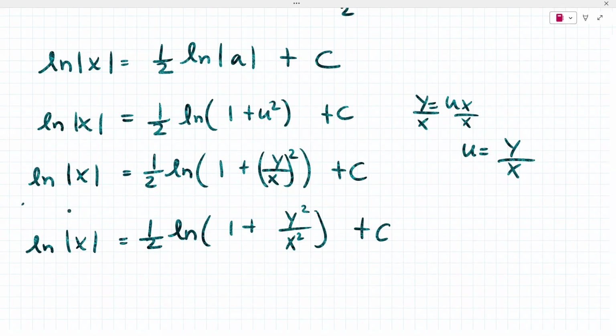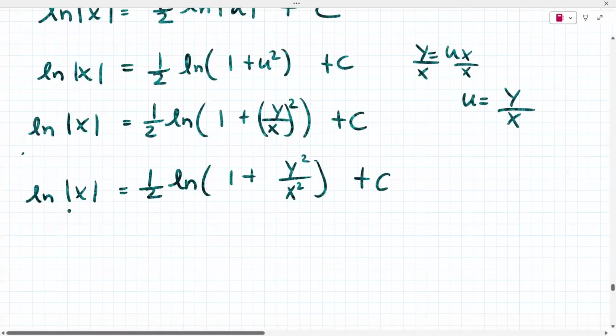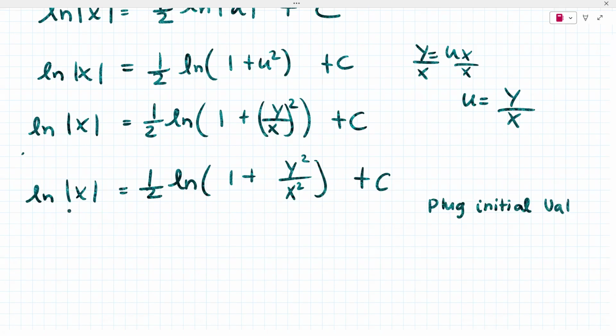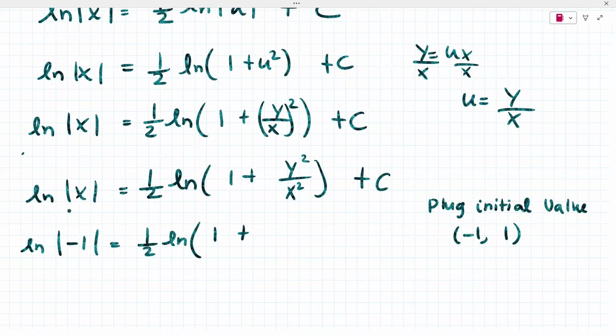Then you've got to solve for c because you have an initial value. So plug in the initial value. Our initial value was x is -1, y is +1. So it's going to be ln of absolute value of -1 equals 1/2 ln of 1 plus my y, which is 1 squared over -1 squared, plus c.